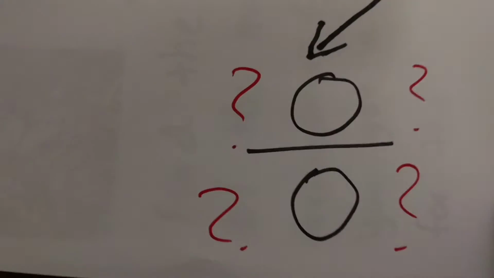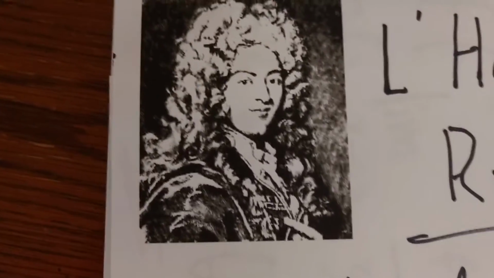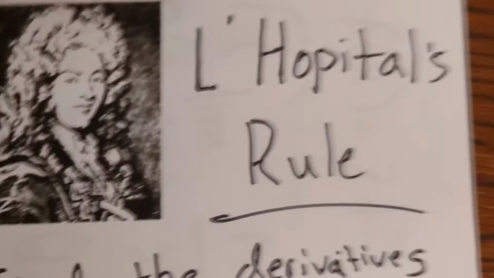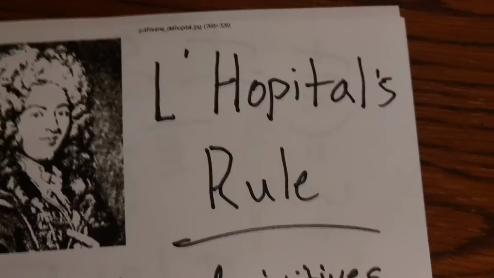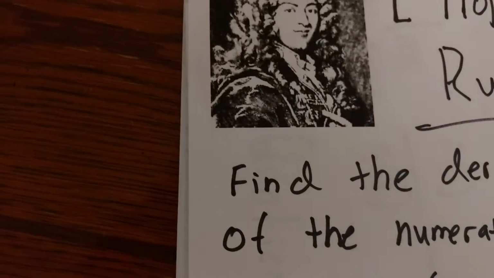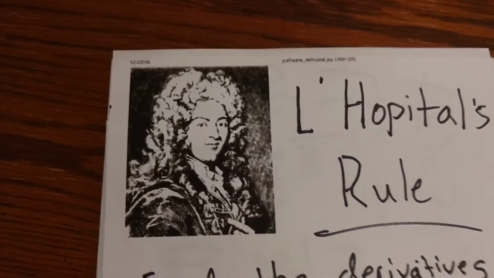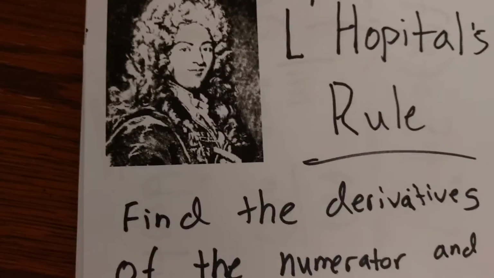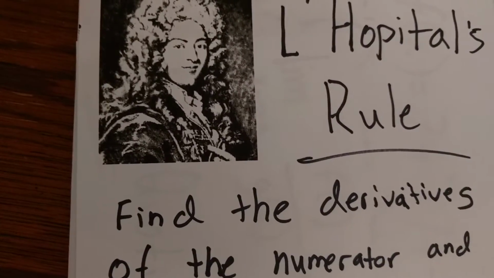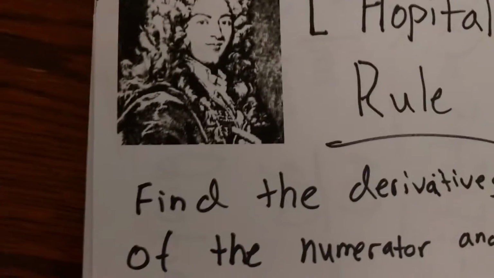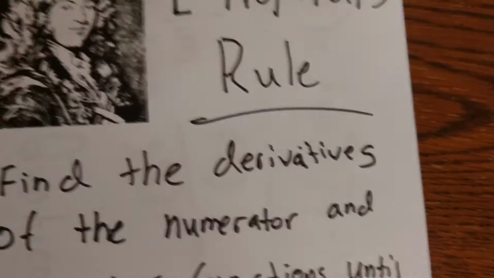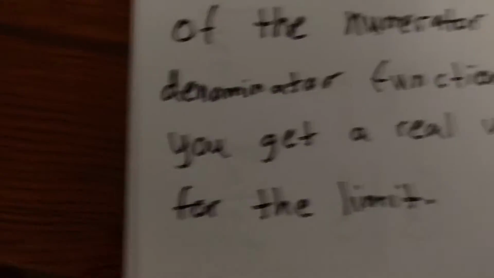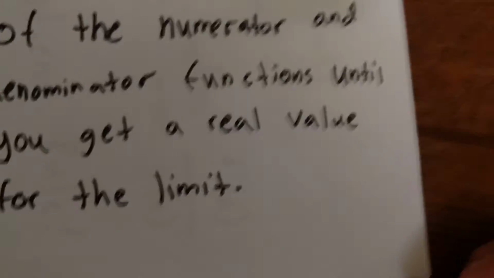That's impossible. So our friend L'Hopital made a method to help us solve this problem, and we call it L'Hopital's rule. Now this rule states that if, when finding a limit, you find an answer that has no real value, find the derivatives of the numerator and denominator functions until you get a real value for the limit.